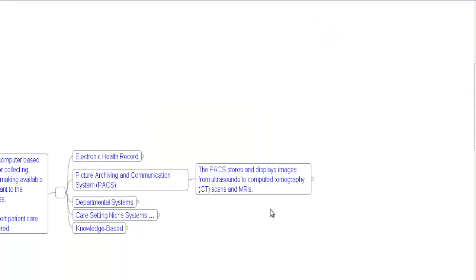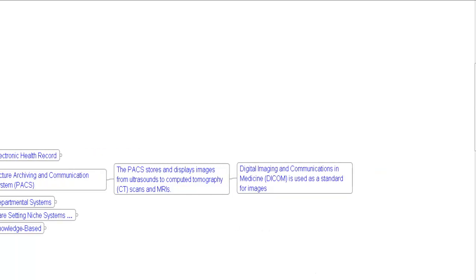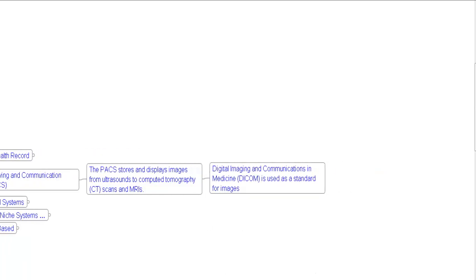PACS, the picture archiving and communication system, stores and displays images from ultrasound to computed tomography, CT scans, and MRIs. Digital Imaging and Communications in Medicine, DICOM, is used as the standard for images.